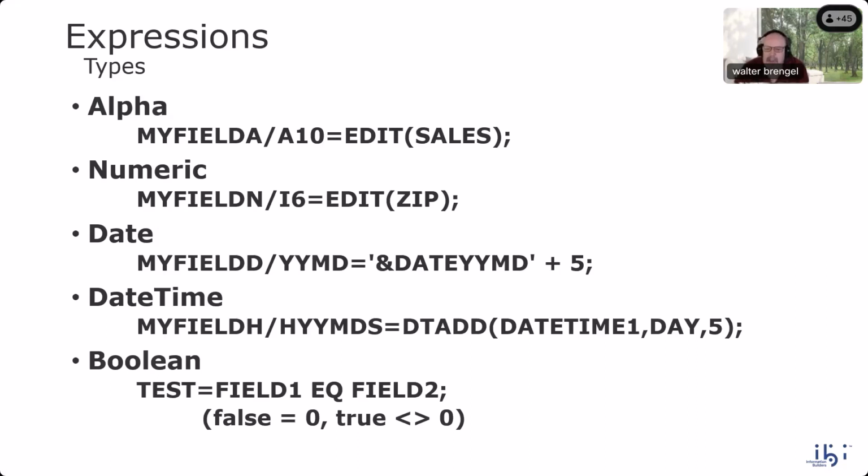One of my favorites are Boolean. So Boolean is just a true or false. Test equals, field 1 equals field 2. If it's true, the value is 1, and if it's false, the value is 0. Notice I say if it's true, it's not 0, because at one time, and I have to check if it's still true, we used to have a -1 for true, which was kind of odd. But as long as it was not 0, it was a true value.